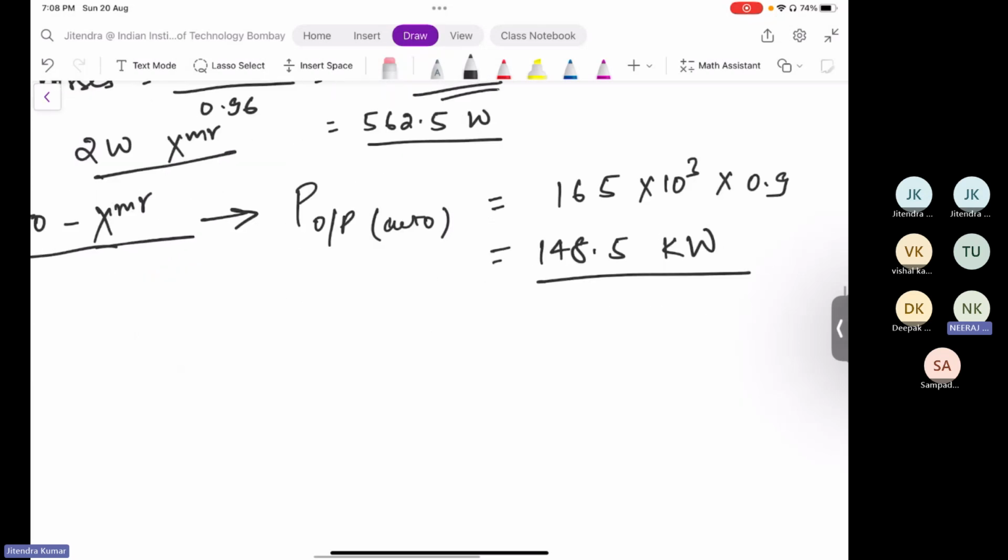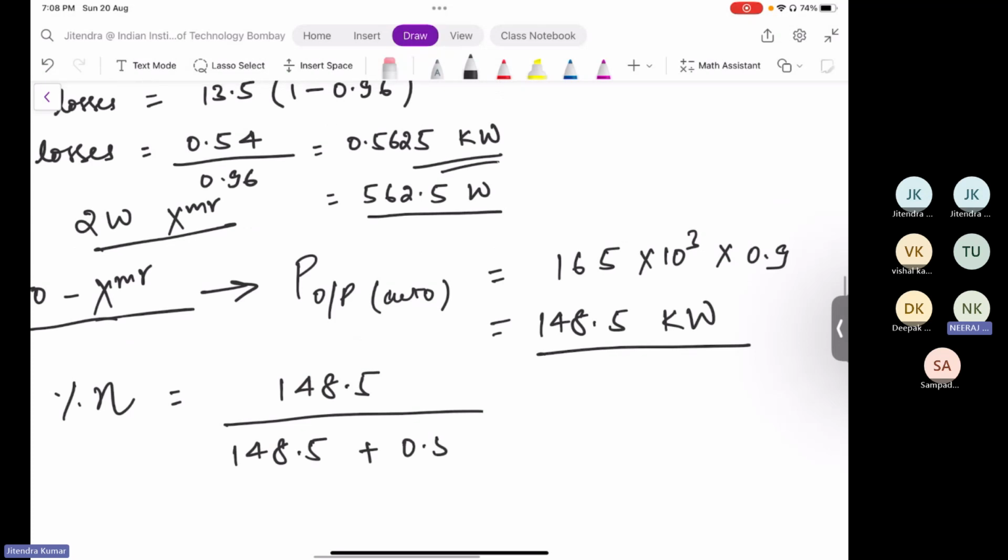Now we have to compute the efficiency of auto transformer. So output is 148.5 divided by 148.5 plus losses. So losses is 0.5625, since every parameter we took in kilowatt. If you compute it, you will get 148.5 divided by 148.5 plus 0.5625. It is 99.62.